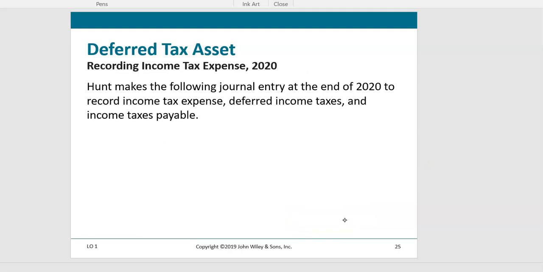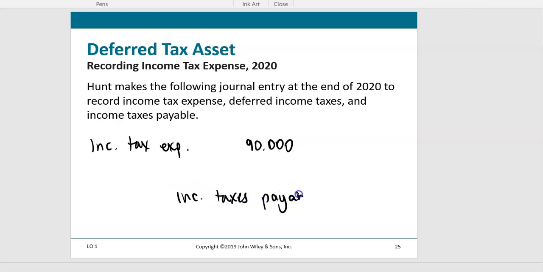Hunt makes the following journal entry at the end of 2020 to record income tax expense, deferred income taxes, and income taxes payable. So just like we did before, we have income tax expense. This is the number we're showing on our income statement based on pre-tax income or GAAP. We have income taxes payable, the amount that we owe based on our IRS form. And that difference, as we know, is going to be recorded as a deferred tax asset.